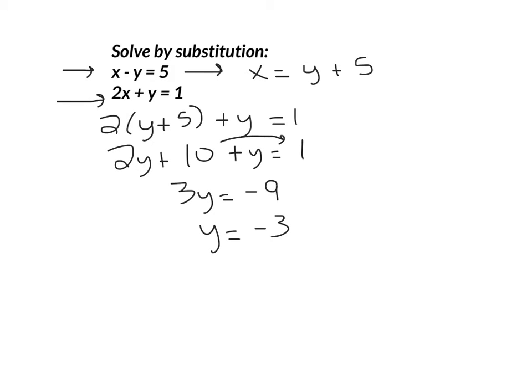Now that's your y. One beautiful thing about substitution is you can find the x very easily by just plugging it back in. So I'm going to put a -3 where this y was. -3 plus 5 is 2, which means x is 2. So you can write your answer like this, (2, -3). And because there's one solution, we would say that that one is consistent and independent.